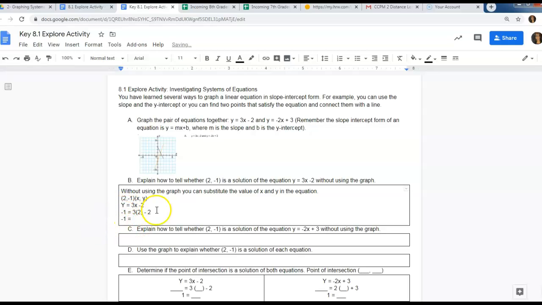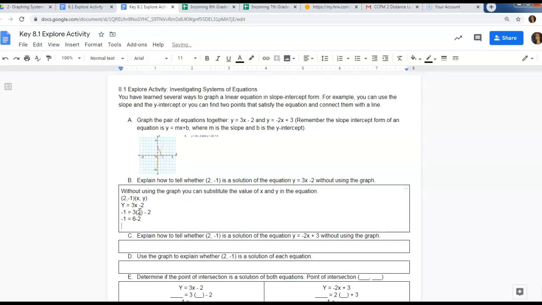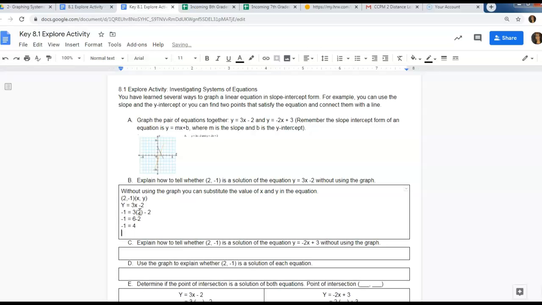On the other side, what stands out to me is the parentheses first. So I multiply 3 times 2, that's 6, and then -2, that's going to give me 4. So -1 equals 4. It's not equal. So therefore, it is not a solution.